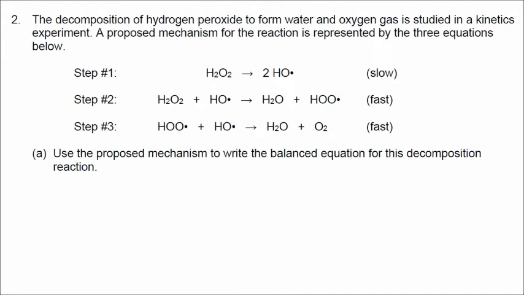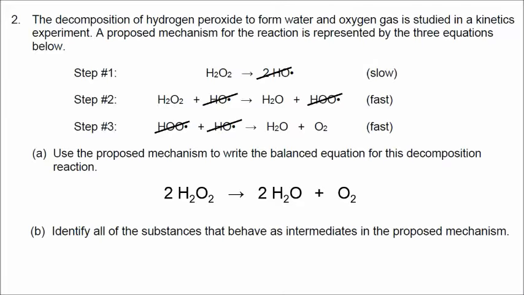All right, on to number 2. We have a 3-step mechanism in which the first step is slow. We're going to go ahead and add these 3 steps together to write the overall balanced equation. So crossing off the chemicals that appear on both sides gives us an overall balanced equation of 2 molecules of hydrogen peroxide decompose to give 2 molecules of water and 1 molecule of O2.